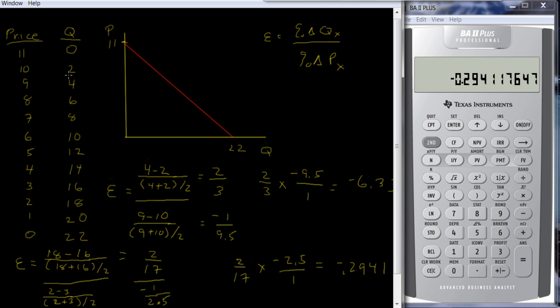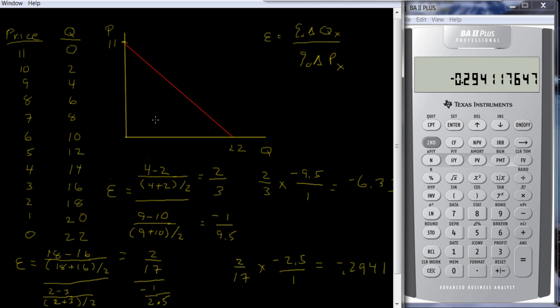Percentage change for the quantity demanded is the change in these two numbers divided by the midpoint. So in this case, 4 minus 2 divided by 3, 2/3. And then the change in price is 9 minus 10 divided by the midpoint there, which is 9.5. And that gives you the elasticity between these 2 points. And down here we calculated the elasticity between 3 and 2. And again, elastic up here, inelastic down here.